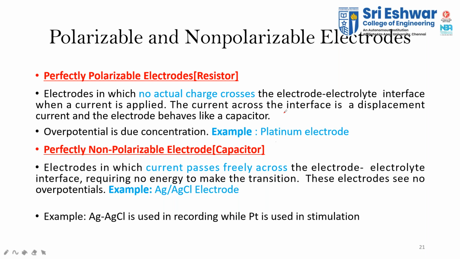Perfectly polarizable electrodes are like resistors, and non-polarizable electrodes are like capacitors. Capacitors can charge and discharge, right? Your repolarization and depolarization signal is also like increasing and decreasing, charging and discharging. Correct. So your non-polarizable electrode is like a capacitor.